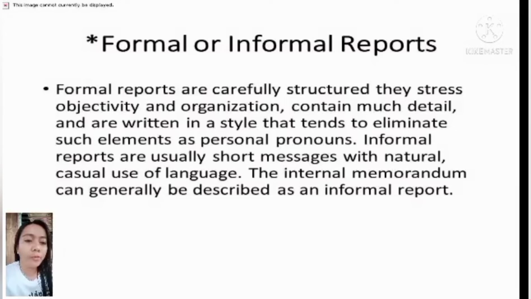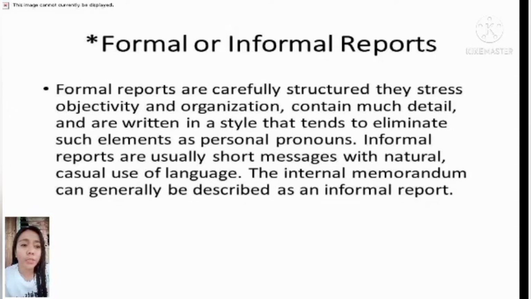First is formal or informal report. Formal reports are carefully structured, they stress objectivity and organization, contain much detail, and are written in a style that tends to eliminate such elements as personal pronouns. Informal reports are usually short messages with natural, casual use of language. The internal memorandum can generally be described as an informal report.